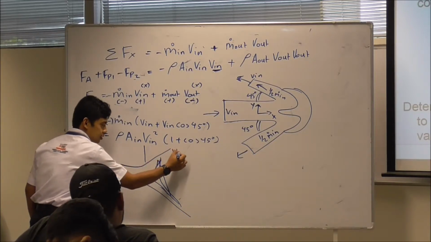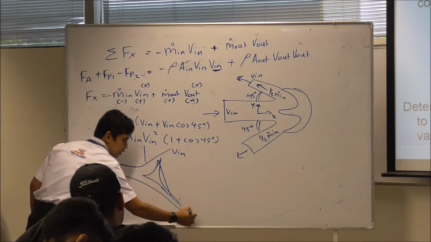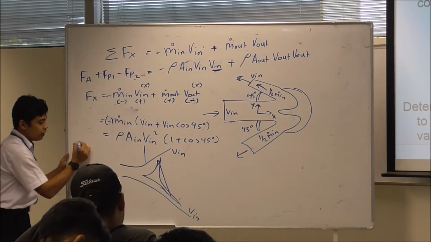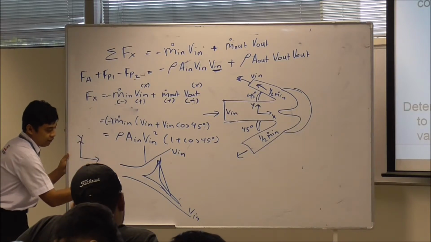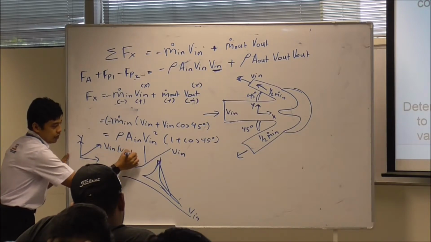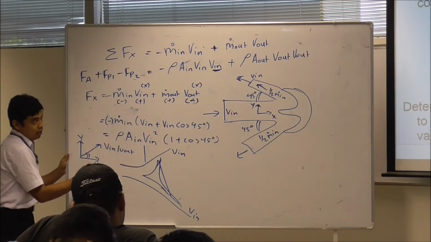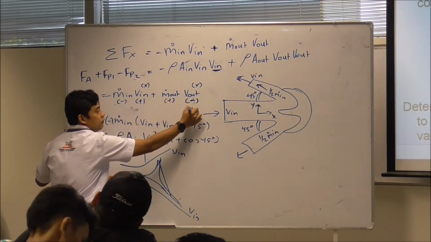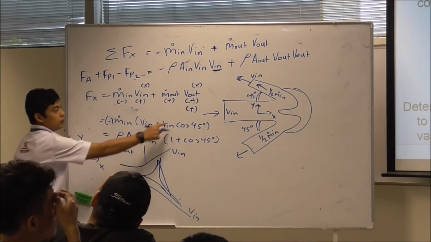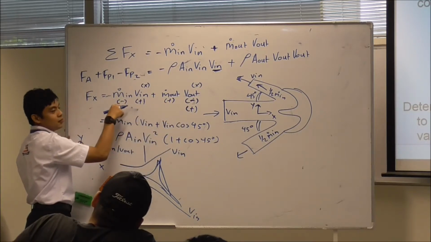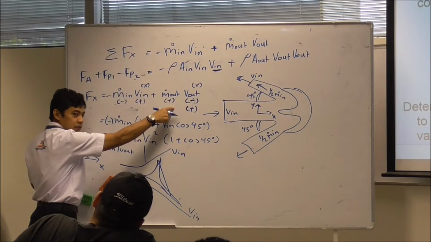You can still see that this one is V in, right? This one is V in. Only now the direction is different. So you have Y, you have X, and this one will be your V in or V out. Okay, so now in this case, this V out becomes positive. So this one is negative, that one positive.